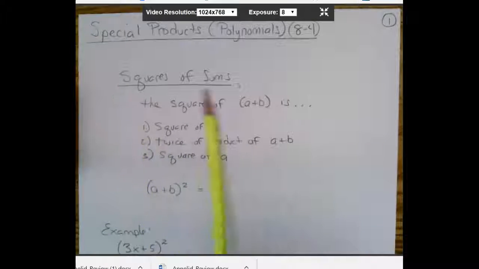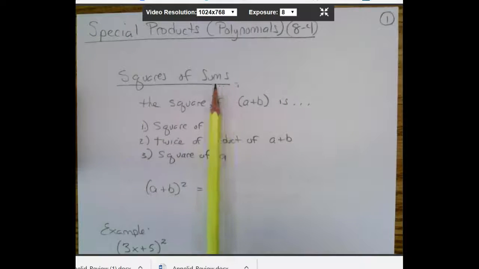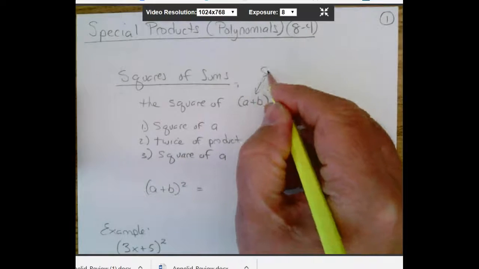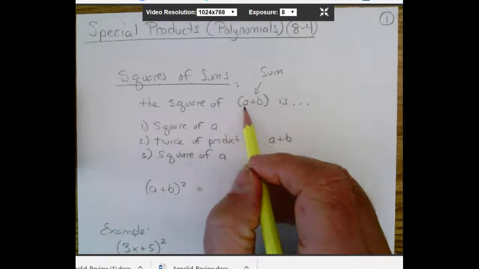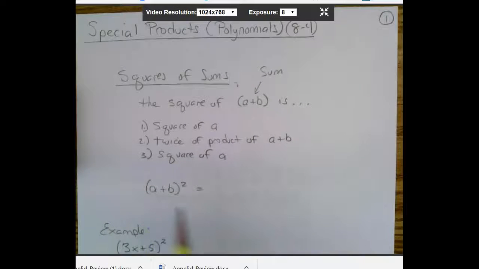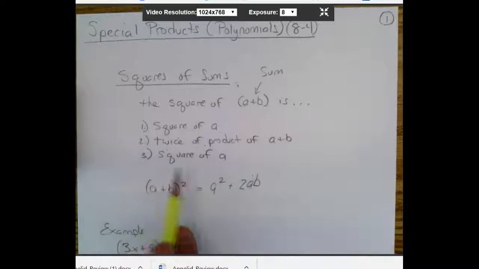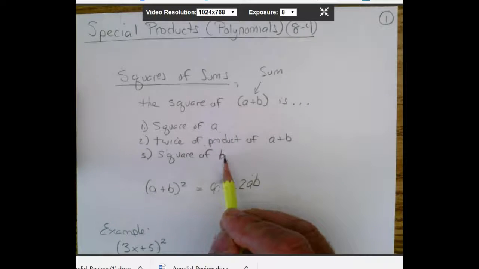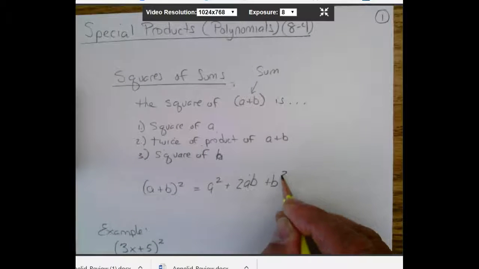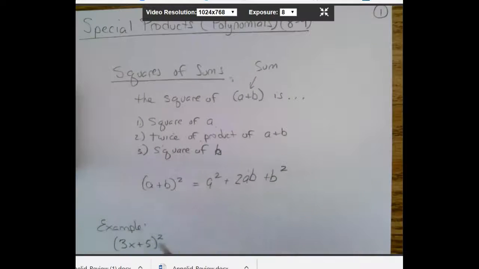The first one we look at is a square of a sum. Let's say we have a plus b. This is the sum, and then we just square it. So we take a plus b squared. To find the answer, it's just the square of a, so a squared, plus twice the product of a and b, so 2ab, and then plus the square of b, so b squared. So that's how you do that.